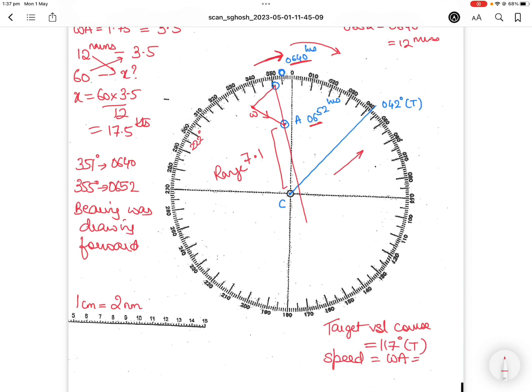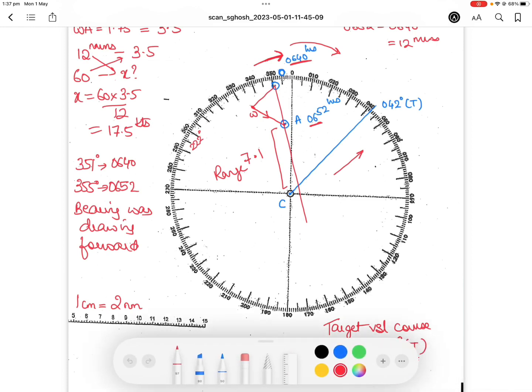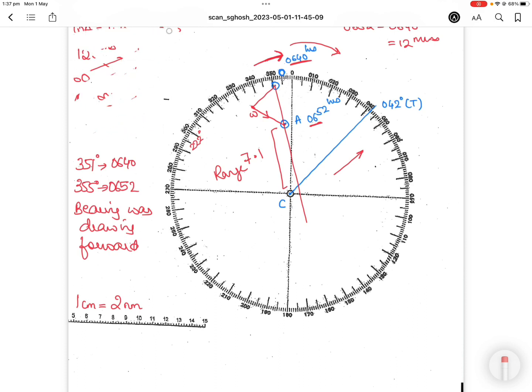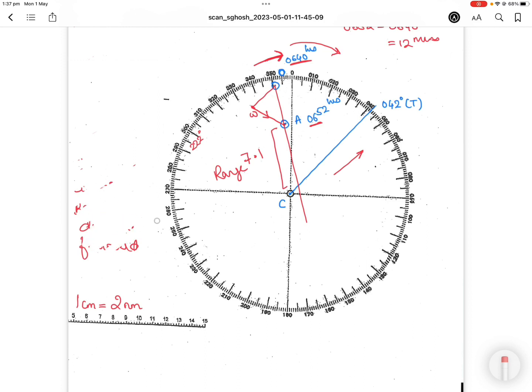All right, then we will calculate the CPA and time to CPA, which is the most important bit. Now CPA, and I want to erase the rest of it. I hope you guys have noted it down. CPA stands for closest point of approach, and TCPA stands for time to closest point of approach. What this means is, when the target vessel will be passing your vessel, what will be the closest distance between the two vessels, and how much time will it take for the vessel to reach you or to pass you. These are the two pieces of information that we can draw very quickly and very easily.